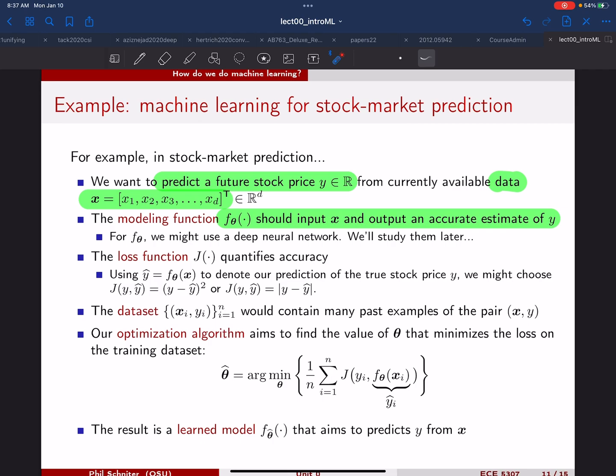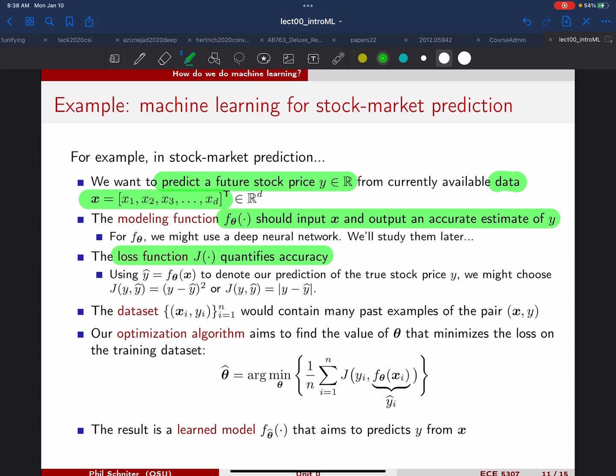Okay, how do we know whether a modeling function is working as we want or not? We need a way of quantifying that. That's what we use the loss function for. This loss function J quantifies the accuracy.